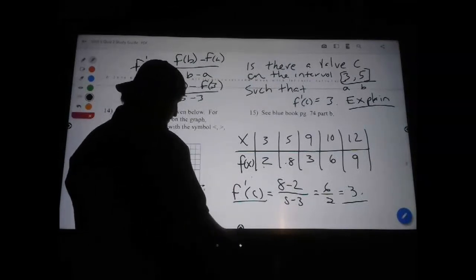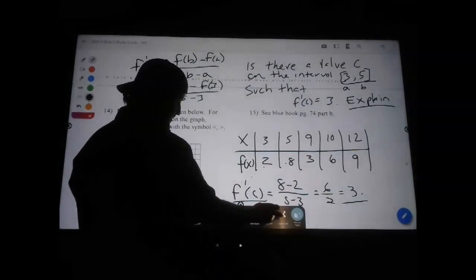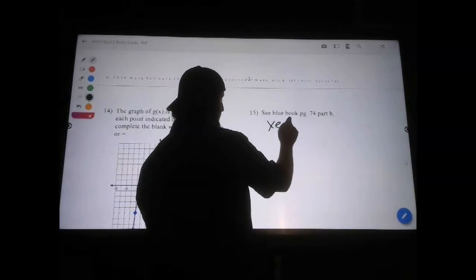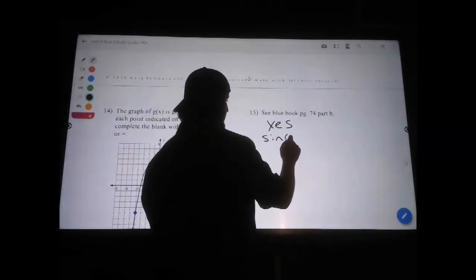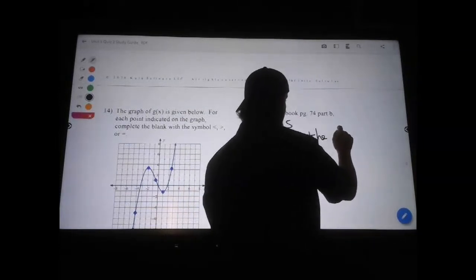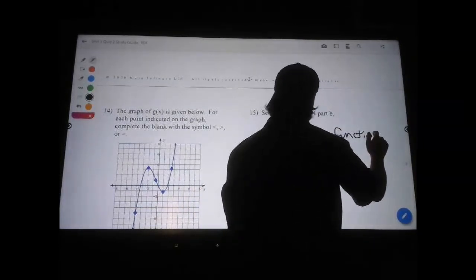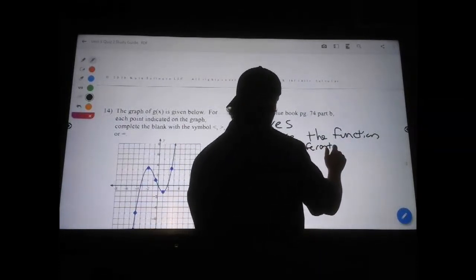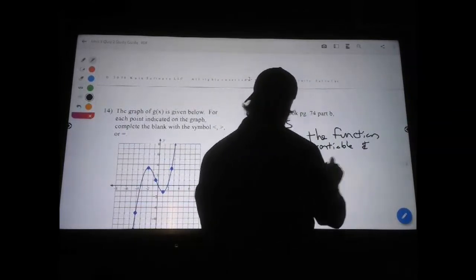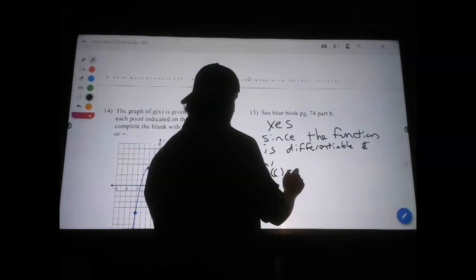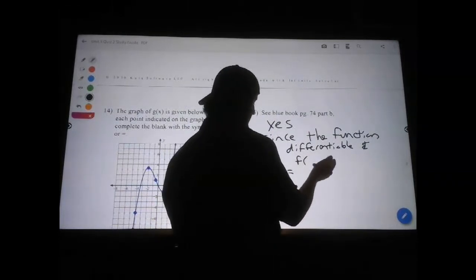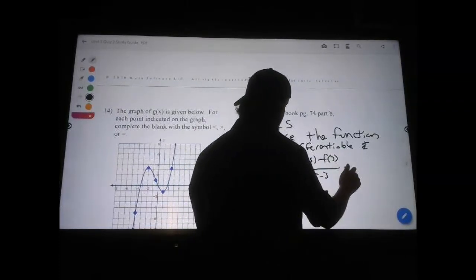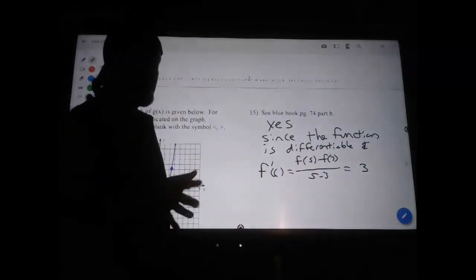So what you would have to do is, let me clear all this stuff off. Here's how you'd write your answer. You would say, yes, since the function is differentiable, and f prime of c is equal to f of 5 minus f of 3 over 5 minus 3 equals 3. I skipped some steps, but that's okay.